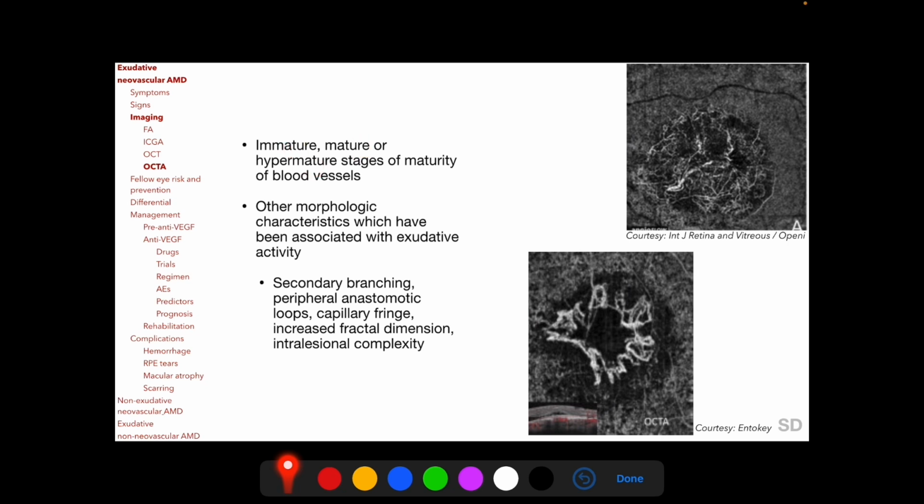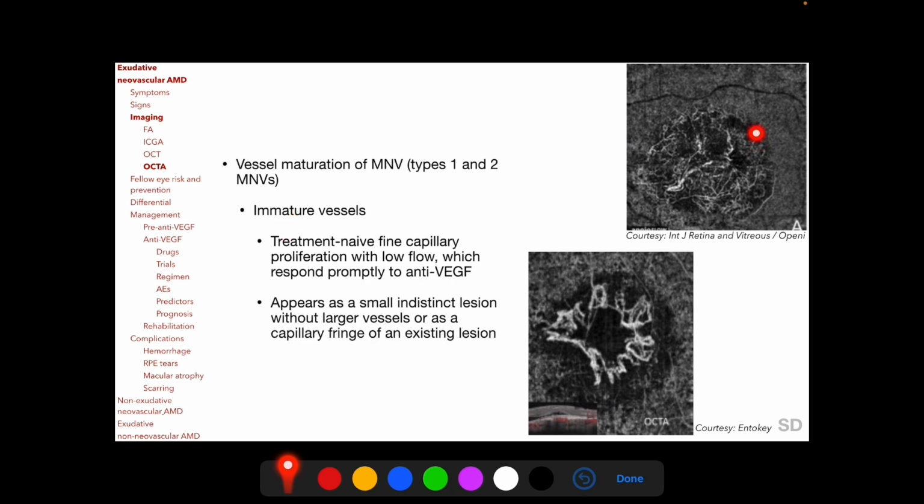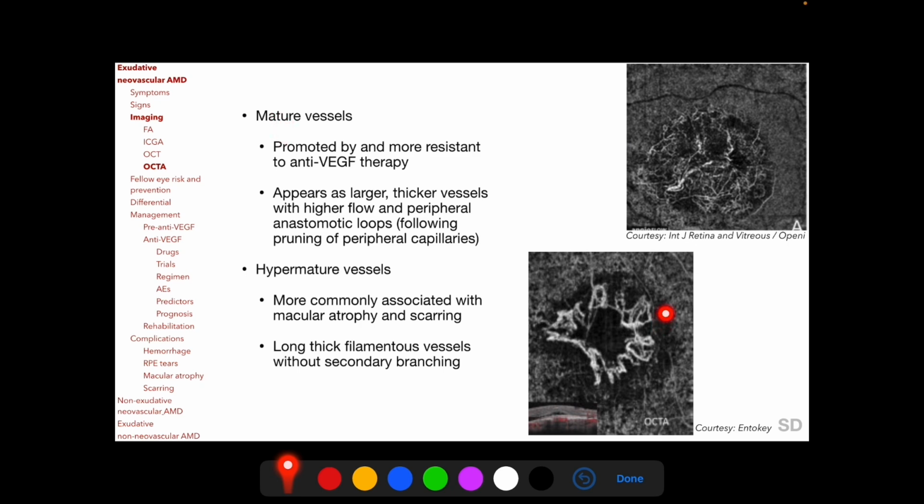There are also other morphologic characteristics which have been associated with exudative activity. Immature vessels, as seen in this OCTA image, consist of fine capillary proliferation in a treatment-naive MNV, which usually has a low blood flow but responds promptly to anti-VEGF therapy. And mature vessels, as seen here in this OCTA image, develop following anti-VEGF therapy of a treatment-naive MNV, and appear to have larger, thicker vessels with higher blood flow but are more resistant to anti-VEGF therapy.